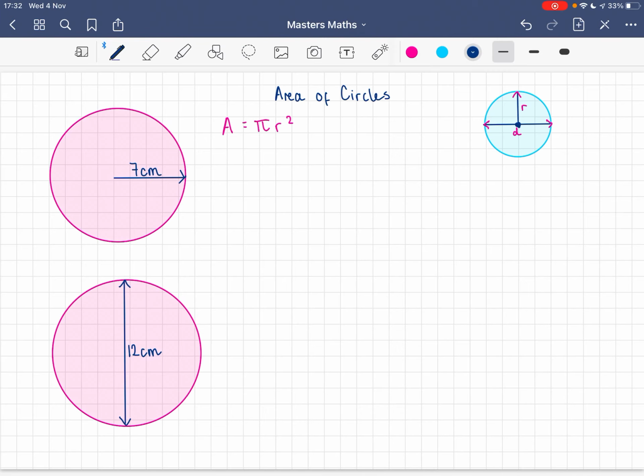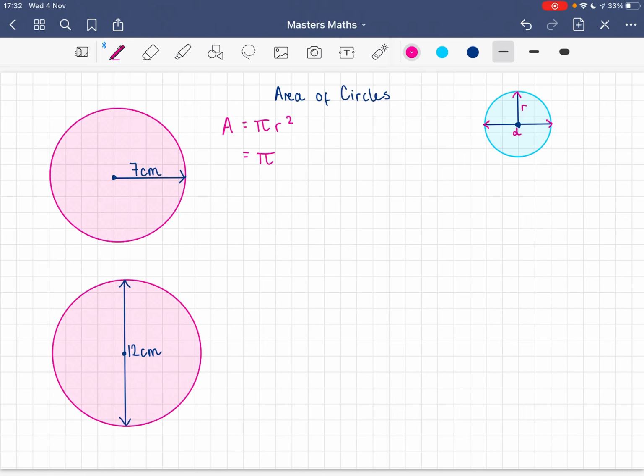So this first question, we have a circle. This is the center, and the center on this one's here. So we have been given a radius. We have been given the radius as 7 centimeters. So that means we have to do pi, okay?